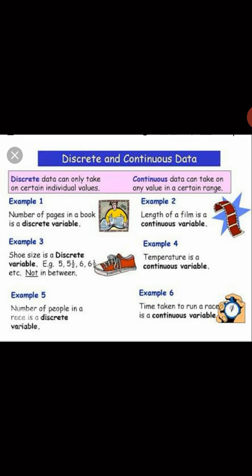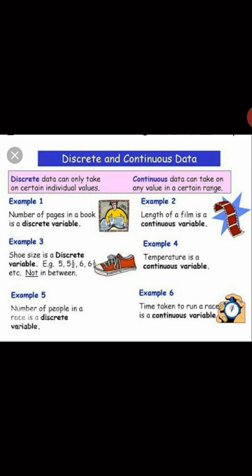If you see example 2, length of a film. So here length of a film will depend on each other. The length of the film may increase or the length of the film may decrease. So here one variable is dependent on other. Yes, it may take any number. So the variable which takes any number is a continuous variable. So example 2 is of a continuous variable, and in order to show a continuous variable with the help of a graph, line graph is the most suitable one.